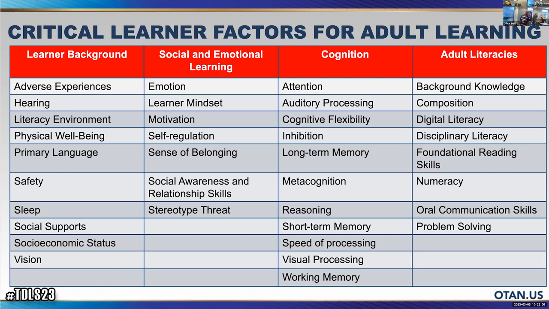And the last one is, what's the last one? Adult literacy. And that's the things, oral communication, numeracy, foundational reading skills, disciplinary literacy. So literacy was in there, and a lot of this, when we talked about learner factors, I saw a lot of social and emotional learning, so we're really well aware of that, and I saw a lot of learner background, but I think I saw less of us put down the information from cognition and adult literacies, but they're also really important factors.